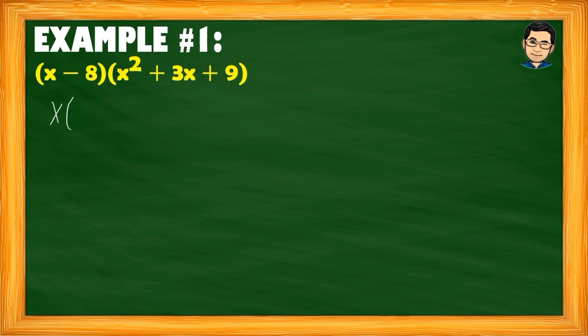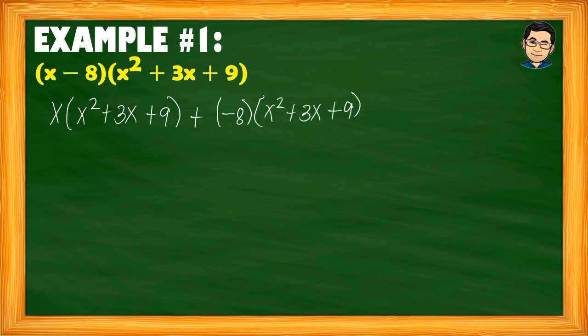X times the second polynomial, x squared plus 3x plus 9. Next, plus negative 8 times x squared plus 3x plus 9. So, i-distribute natin yung x sa x squared plus 3x plus 9. So, magiging ganito siya nun. X times x squared, that is x cubed. 1 po kayong exponent ng x plus 2, kaya 3. Next, plus, so x times 3x, that is 3x squared. 1 plus 1, 2.